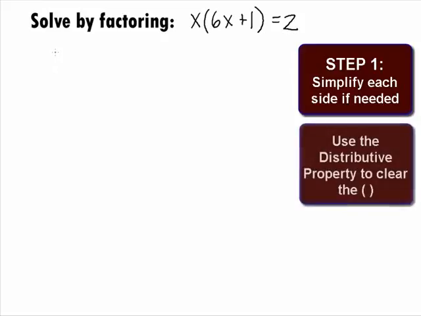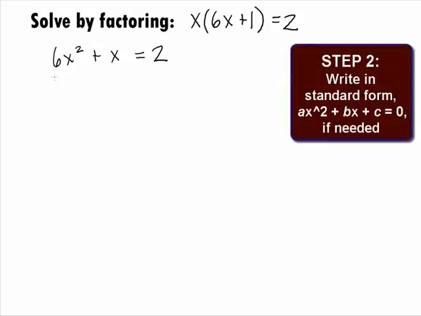It looks like we have a parenthesis on the left side of this equation. We can clear this out by applying the distributive property. Multiplying the x times the 6x plus 1, we get 6x squared plus x on the left side equals 2.